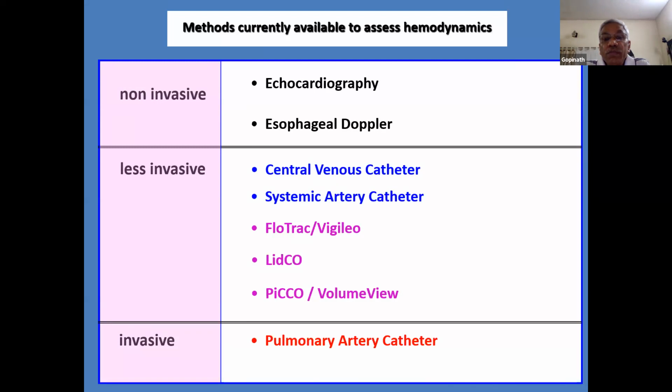Non-invasive would obviously be ultrasound-based, echocardiography, esophageal Doppler. Less invasive, but still invasive, CVP catheters, and having an arterial catheter in the form of pulse contour analysis with various devices like FloTrac, combination of devices with LiDCO, PiCCO, VolumeView, and obviously invasive methods would be the pulmonary artery catheter itself, which is probably one of the best. There are lots of controversies, but I would still swear by it.